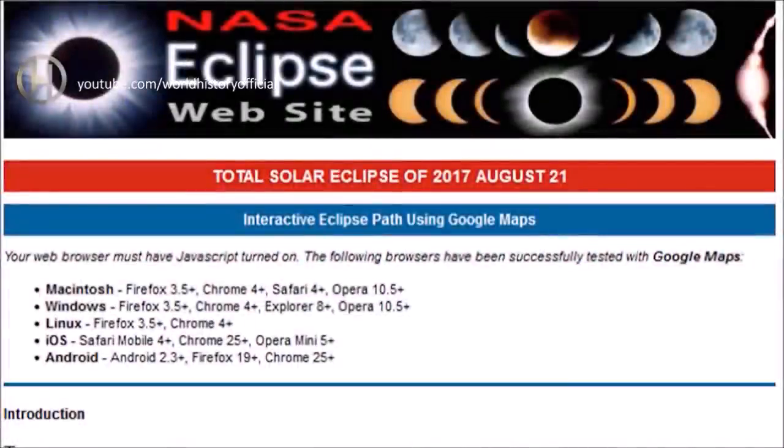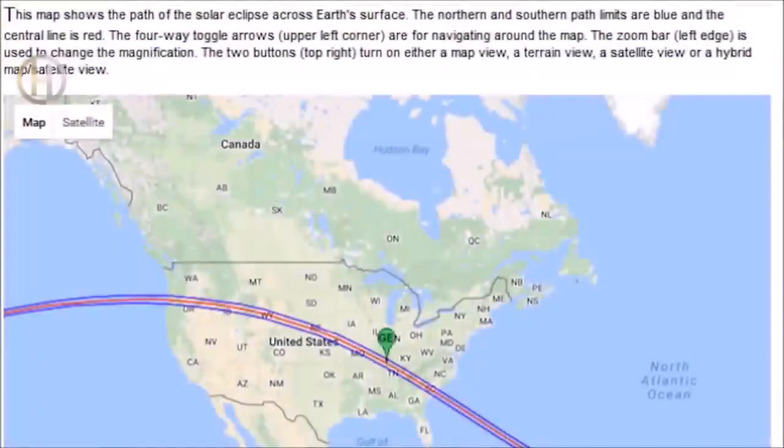1. Prediction of eclipses on August 21, 2017. Let's go to the NASA eclipse prediction on August 21, 2017. There's a link in the description. 2. Who predicts the eclipse at NASA?